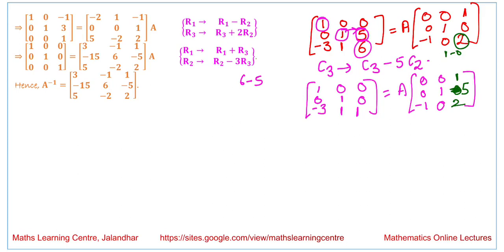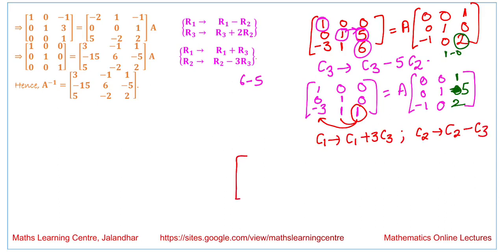Now the last step we have to do, this is 1 over here, with the help of this 1 we are going to make both these terms 0. So we are saying column 1 approaches column 1 plus 3 times column 3, and column 2 approaches column 2 minus column 3.